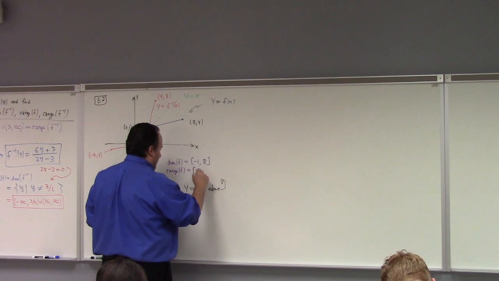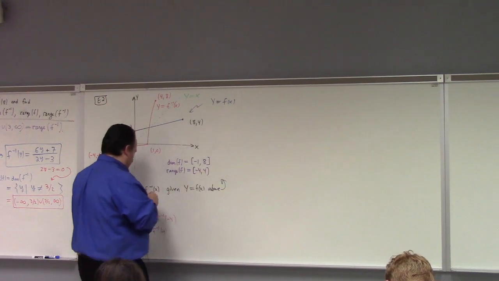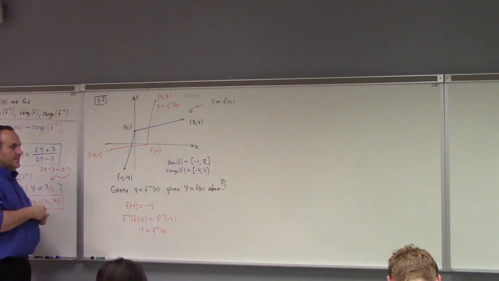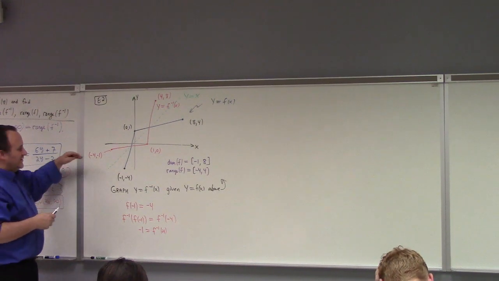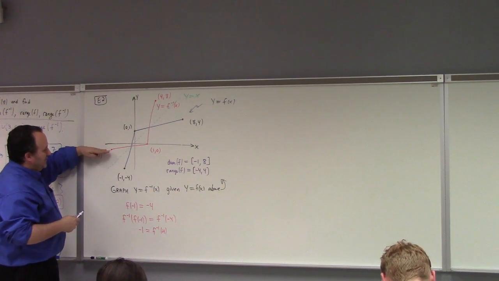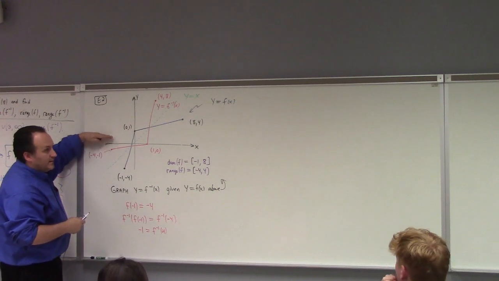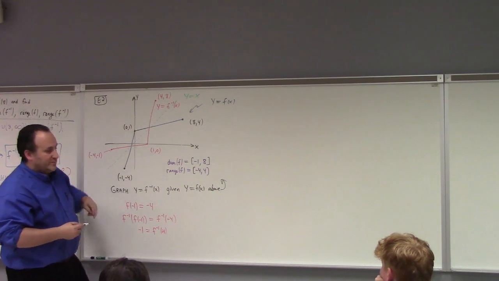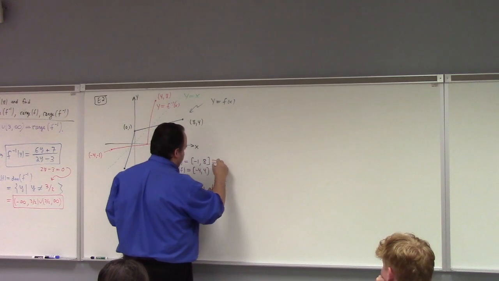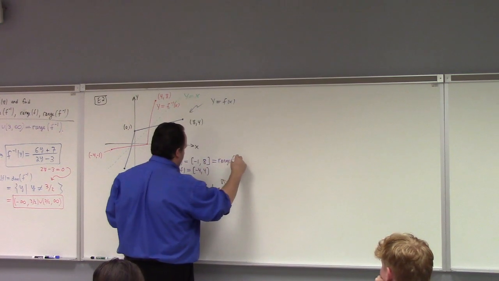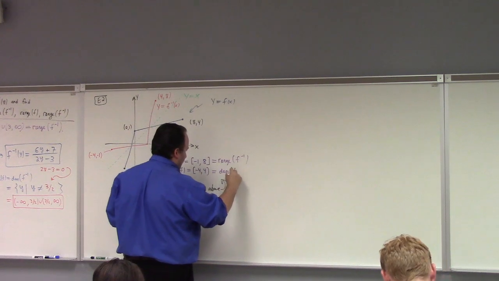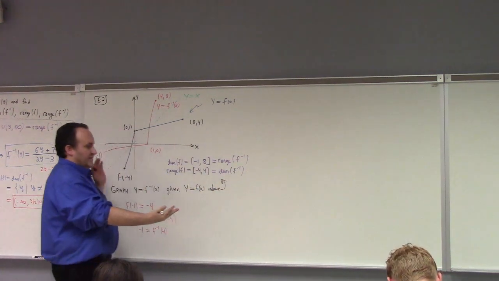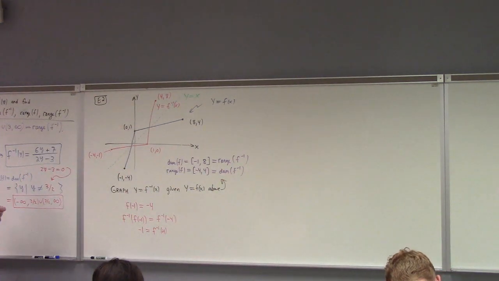Now, how about the inverse function? What's the range of the inverse function? It goes from what? -1 all the way up to 8. So that's the range of the inverse function. And this is the domain of the inverse function. So there's always this juxtaposition of domain and range for a function and its inverse.